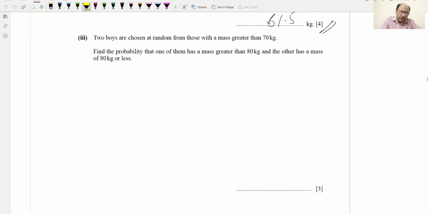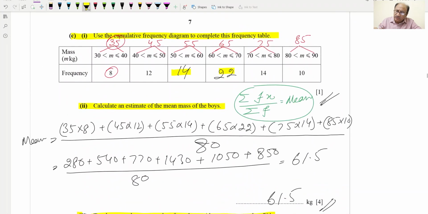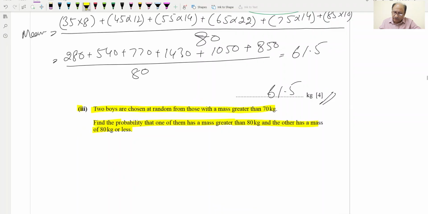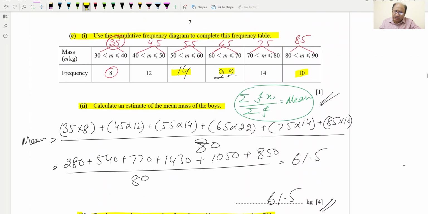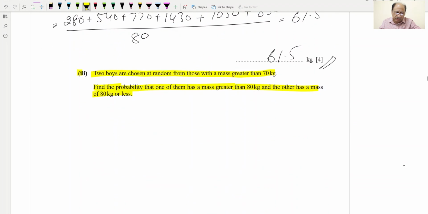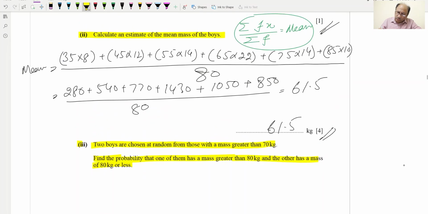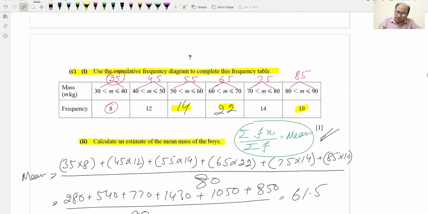Now third part: two boys are chosen at random from those with a mass greater than 70 kg. Find the probability that one of them has a mass greater than 80 kg and the other has a mass of 80 kg or less. So greater than 80 kg will be this one, and the second one is 80 or less. We are choosing greater than 70, so the other, less, will be 14.